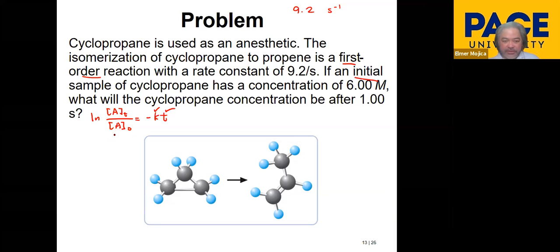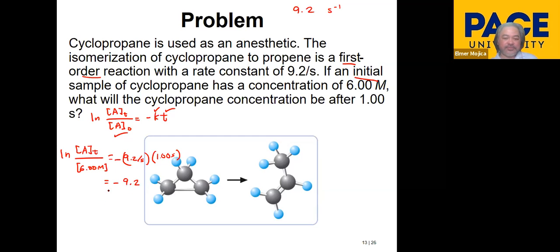So once you have that, all you need to do is plug in. So ln of [A]t, that's the one that you're looking for, and then you have [A]0, that's 6 molar, and then you have 9.2 per second, and then you have 1 second. Right? So we could say this part here is just negative 9.2, because 9.2 times 1 is 9.2.